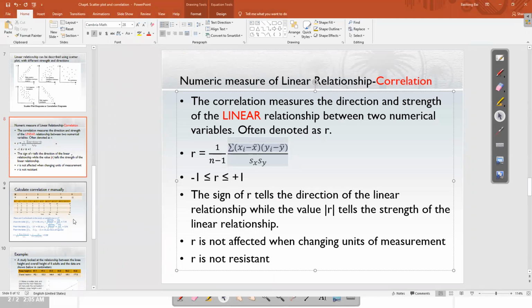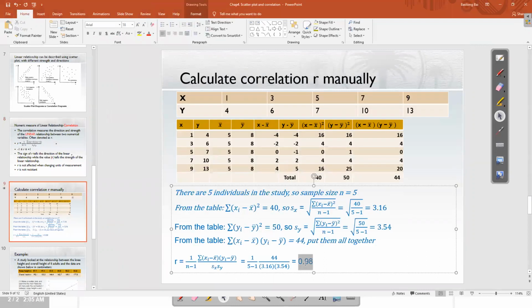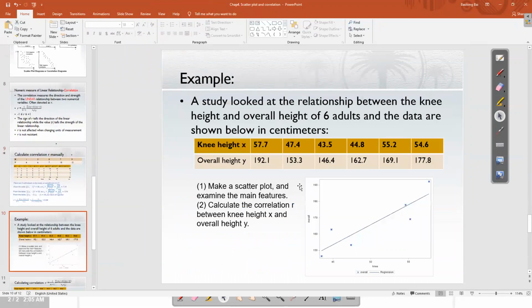And of course, when the correlation is 0.98, we can tell the relationship is a positive, strong, linear relationship, right? Okay. So we're going to look at an example.